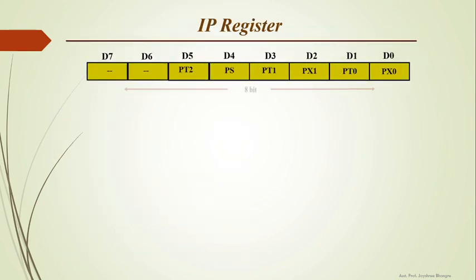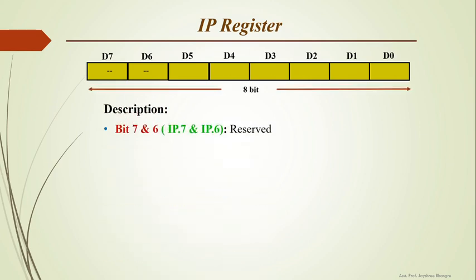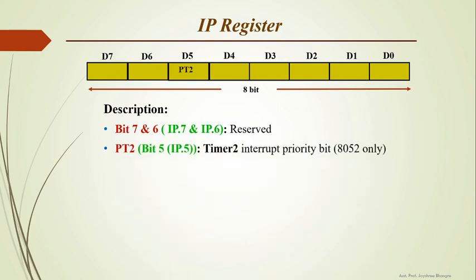IP register is nothing but the interrupt priority register. This register is used to change the priorities assigned to the interrupts. So this is also an 8-bit register. Bits D7 and D6 of this register are reserved. Then bit D5 is used for T2, that is timer 2 interrupt priority bit.